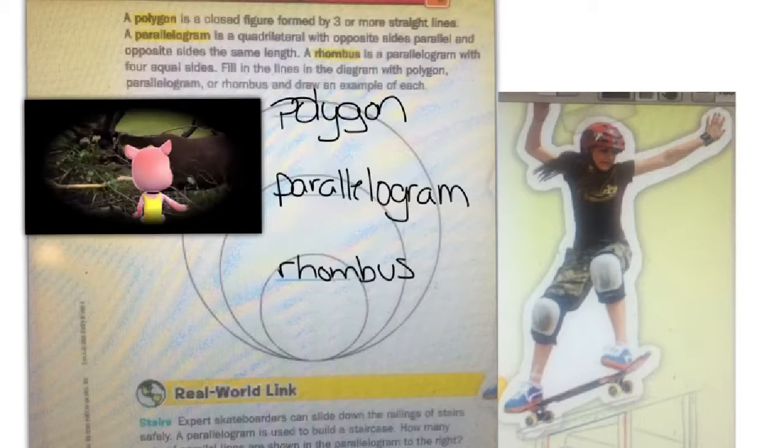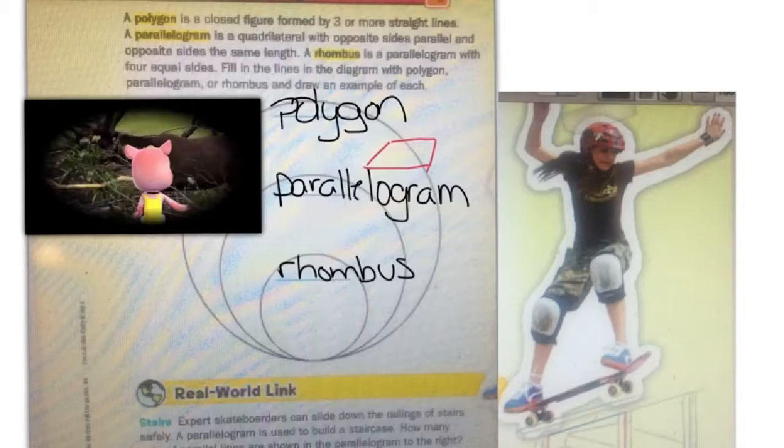The three circles are what's called a Venn diagram. It shows how things relate. You can see that the biggest circle is for polygon. A polygon is simply a closed figure formed by three or more straight lines. So I could draw a polygon that would look maybe like this. There's no real parallel lines or anything. It's just closed straight lines.